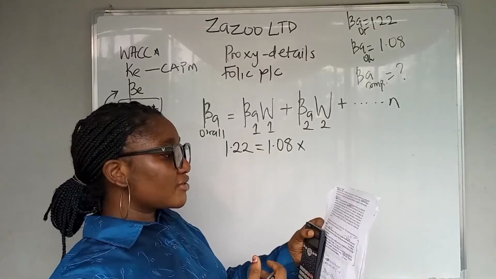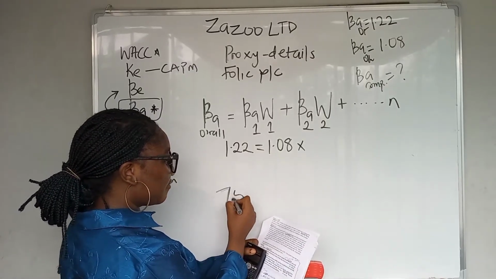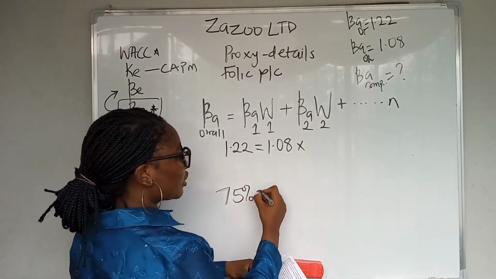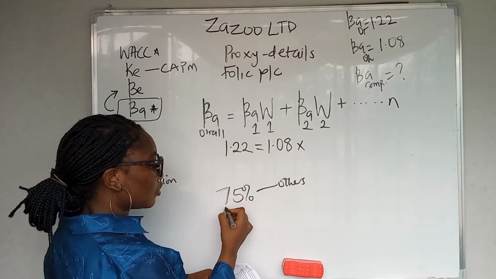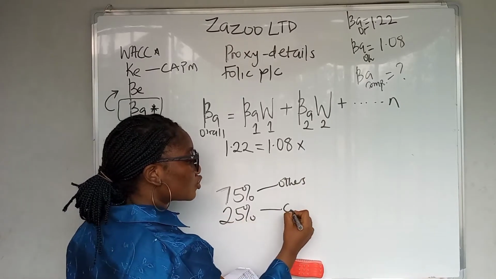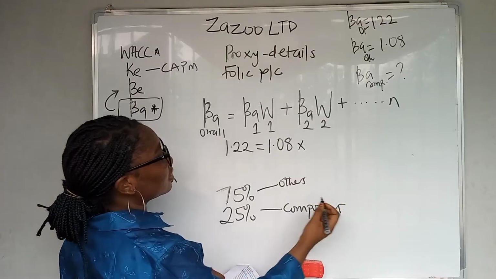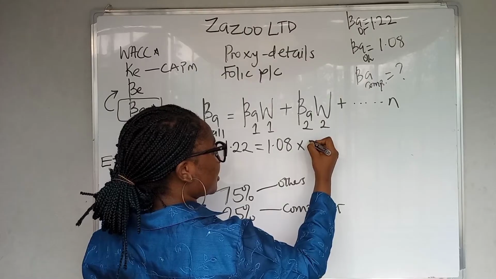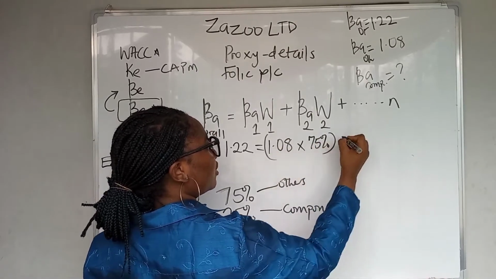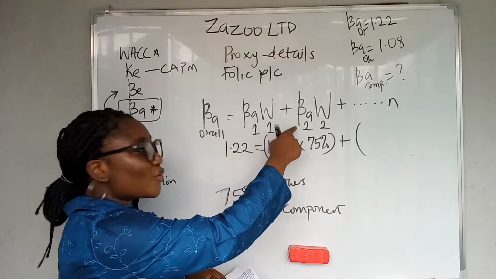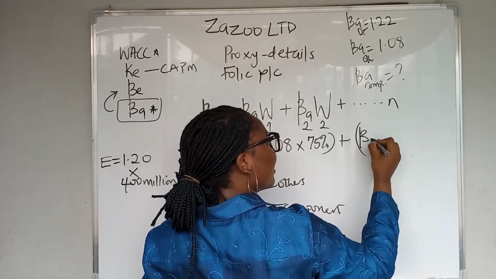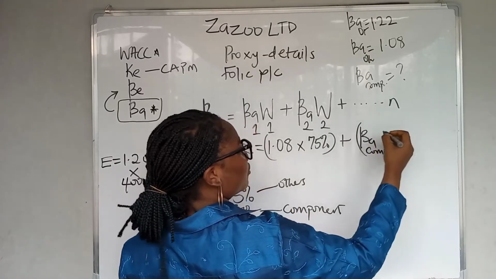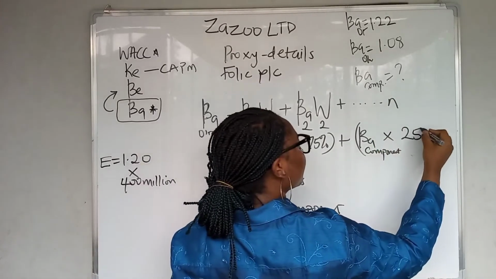And they told you here that 75% of Folix equity finance is attributed to others. So if 75% belongs to others, it means that 25% will belong to the component aspect. Does it make sense? So the weight of others is going to be 75%, plus, this is what we are actually looking for, the beta asset of the component aspect of the business times the weight, 25%.